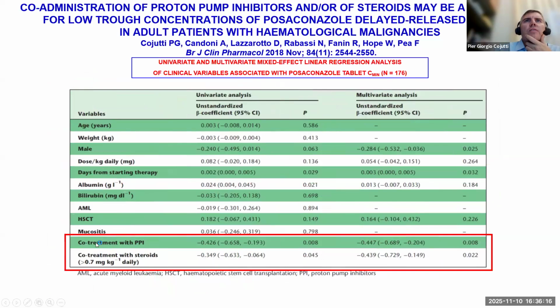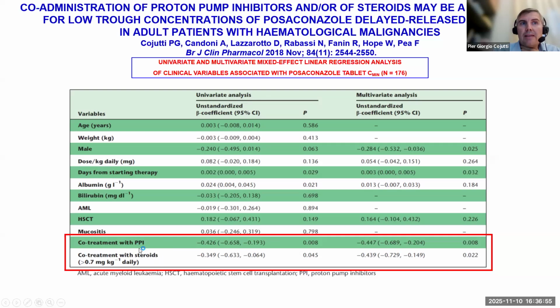Which were the factors that, at regression analysis, impacted the most on trough concentration of posaconazole? Co-treatment with proton pump inhibitors, and co-treatment with steroids. All these drugs act by reducing drug concentration. One, because proton pump inhibitors neutralize the acidic environment. Posaconazole needs an acidic environment in the stomach to be absorbed, and the steroids act by a sort of inducing effect on posaconazole.